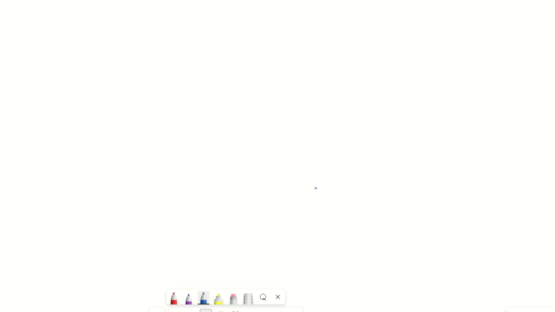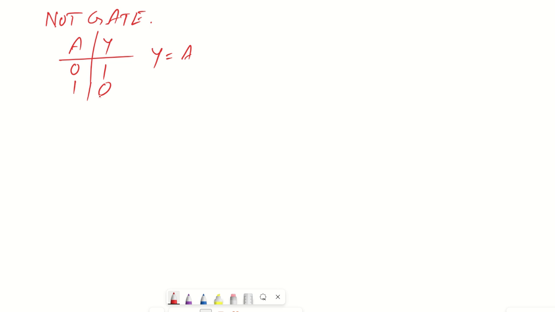So let us see we have NOT gate. Suppose we have input A and output Y. A can take value 0 or 1, and since it is NOT gate, if it is 0, output will be 1. If it is 1, output will be 0. Just the opposite of that. It means Y is equal to A bar. So when A is 0, Y will be A bar, that is 1.